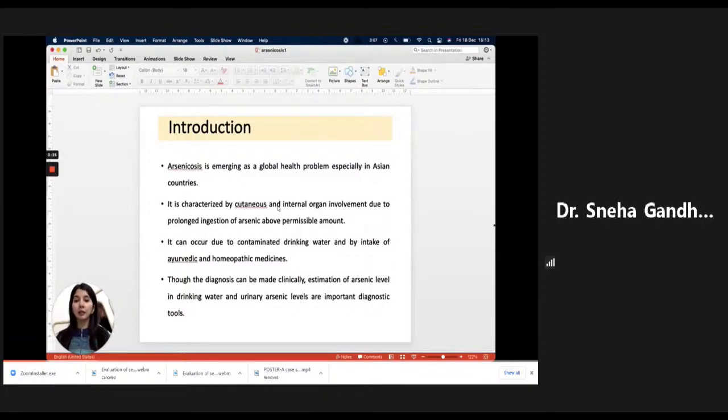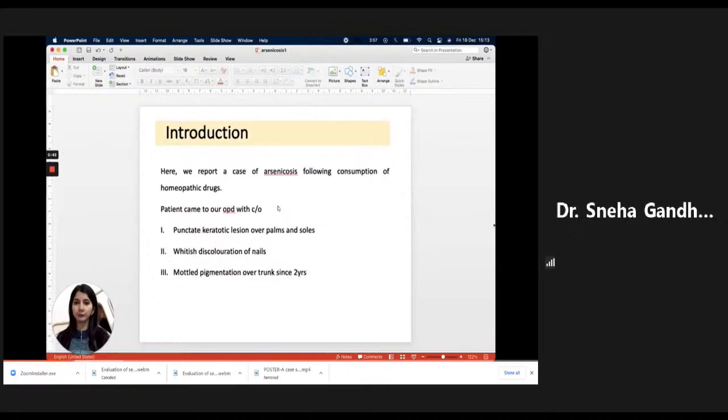It can occur either due to contaminated drinking water or by intake of some Ayurvedic or homeopathic medicines which contain arsenic. Though the diagnosis can be made clinically, estimation of arsenic levels in drinking water and urinary arsenic levels are important diagnostic tools. Here we report a case of arsenicosis following consumption of homeopathic drugs. A 43 years old male patient came to our OPD with complaints of punctate keratotic lesions over palms and soles, whitish discoloration of nails, and mottled pigmentation over trunk since last 2 years.